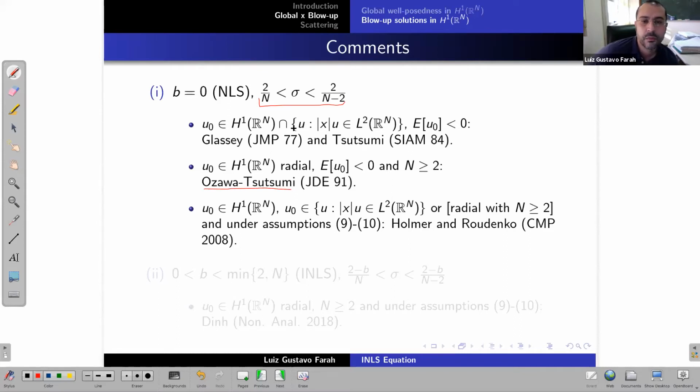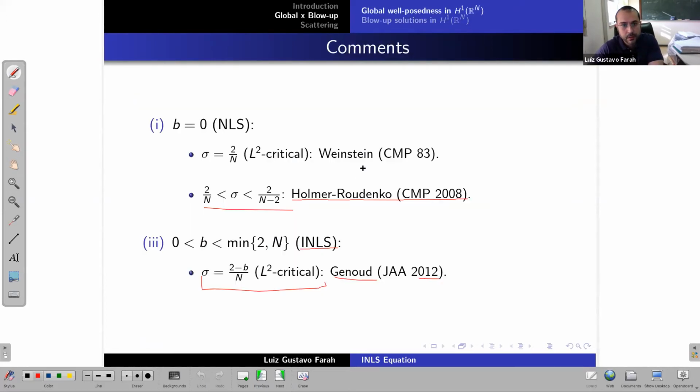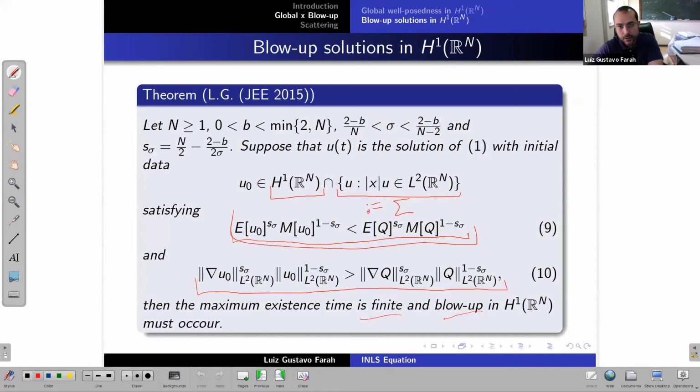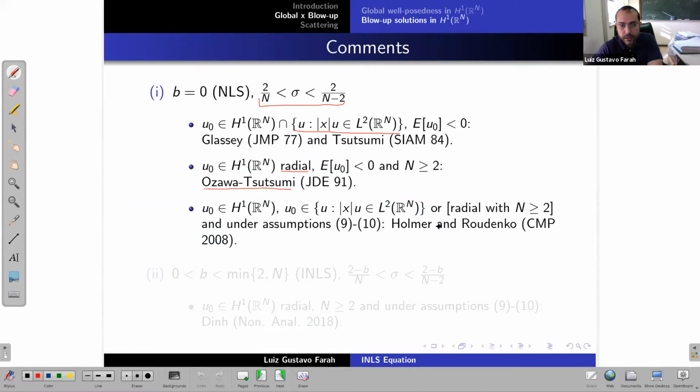Then Ogawa and Tsutsumi show that it's possible to replace this condition here, that is the initial data in the Virial space. You can replace this condition by radial. So you just assume that it's radial instead of this condition here. And with negative energy, they also show that you have blow up in finite time. Then for the general case, instead of considering negative energy but considering this condition here in the energy, this was proved by Holmer and Roudenko in 2008, and they prove in both cases. Both cases that I mean is that you take initial data in H1, and you can assume that either it is in the Virial space or is radial, right?